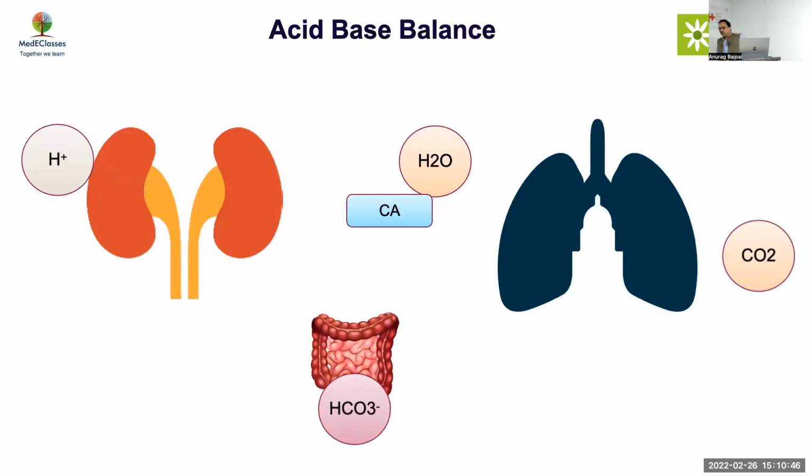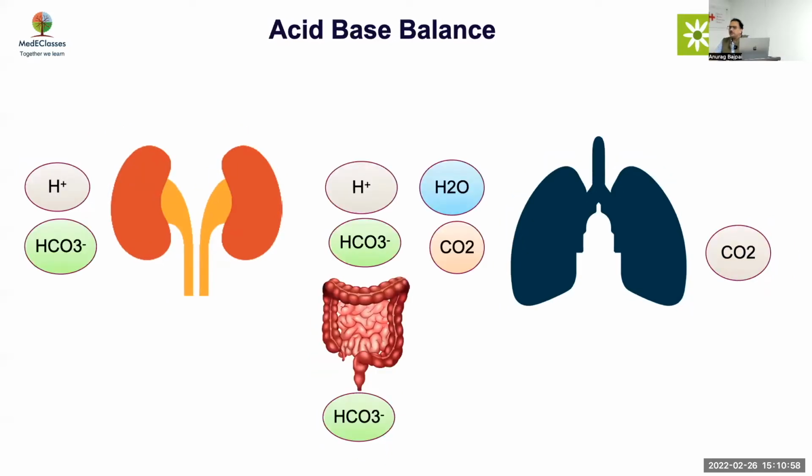Now, the gastrointestinal tract has a lot of bicarbonate, especially the lower GI tract. So if you have lower GI diarrhea, which is a chronic diarrhea, you will lose bicarbonate and you will again have metabolic acidosis.